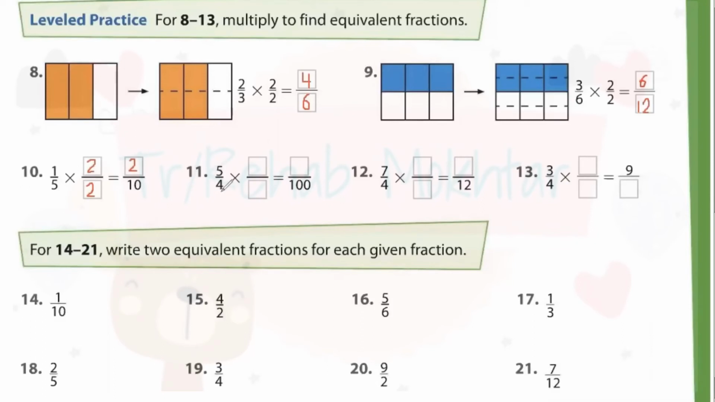Here, how can I change 4 to make it 100? How? By multiplying by 25. And here, 25. 4 times 25 equals 100. 5 times 25 equals 125.